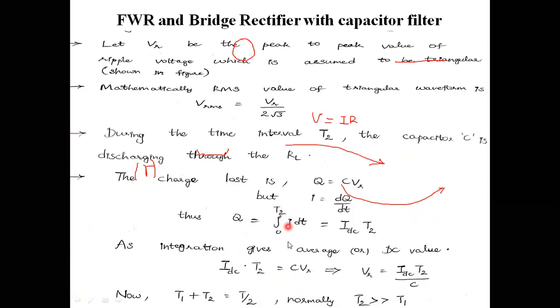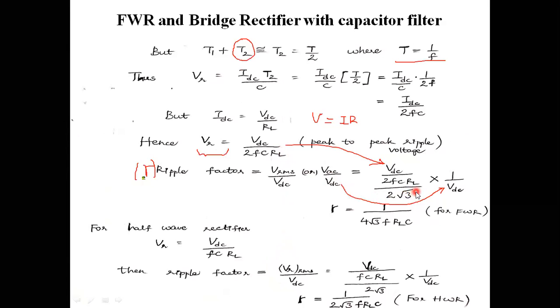First term we have written, that first term is VR by 2 root 3. After obtaining this VR term, finally I am substituting that VR term here. VRMS by VDC, this is the VRMS term: VDC by 2FC RL by 2 root 3 into 1 by VDC.